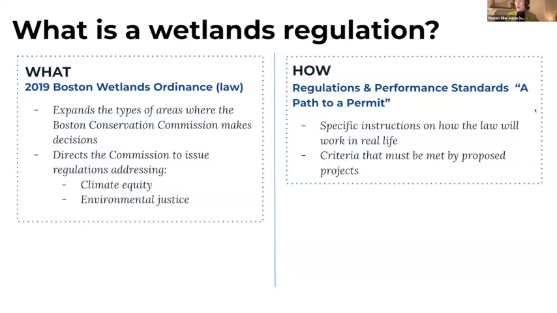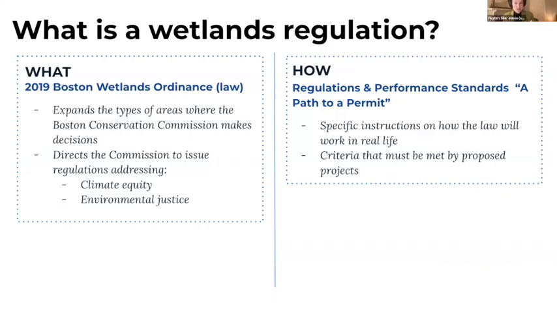So we're talking about regulations. Many of you are extremely familiar with what that means, but it's a little bit of a technical term. To make sure we're all on the same page about what we're even talking about tonight, the 2019 Boston Wetlands Ordinance is the law in the city. And this expanded the areas where the Boston Conservation Commission could have jurisdiction, or in other words, make decisions.